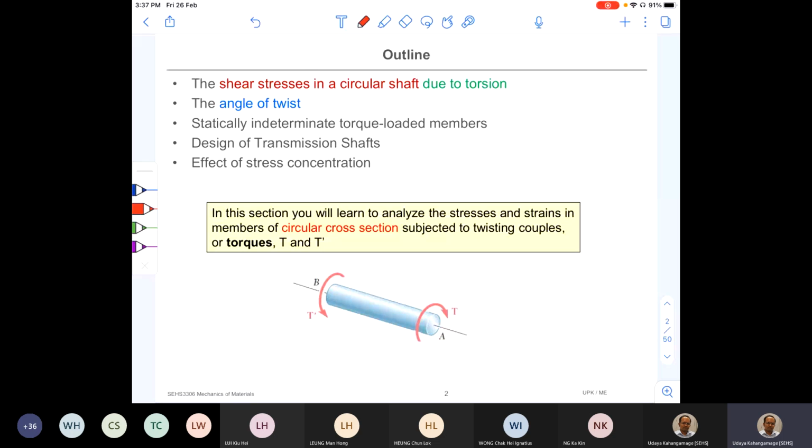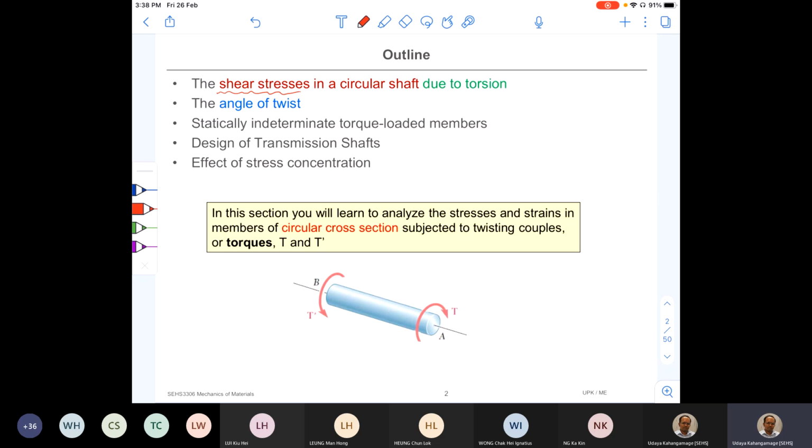So this is the outline. First, I'm going to talk about the deformations, the strains, when a member is subjected to torque or torsion, how the deformation happens, and then the measure of that deformation, the strain. Then I'm going to use Hooke's law to talk about how the stresses are developed. Basically, we are going to learn about shear stresses, but there are some other stresses developed in the structure.